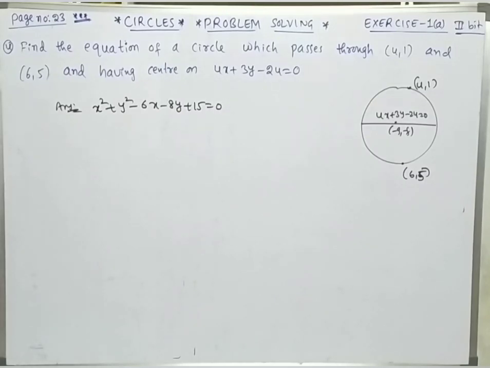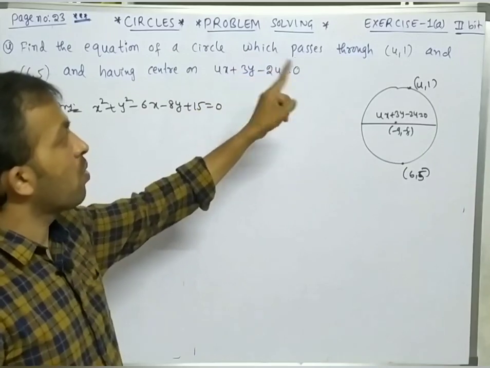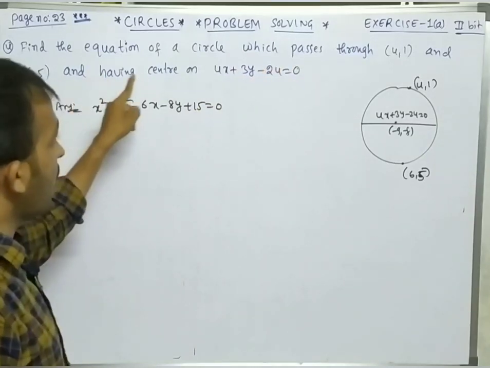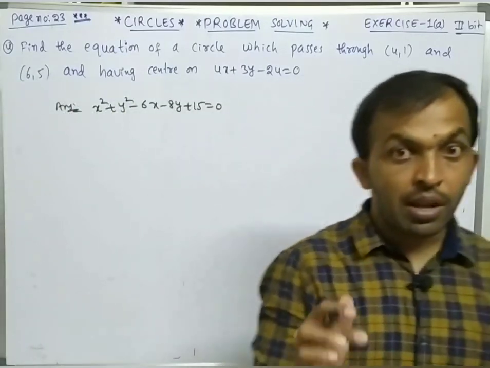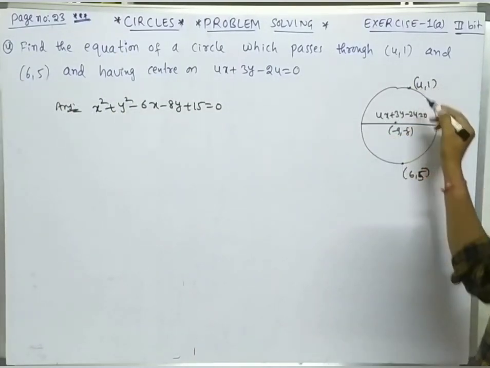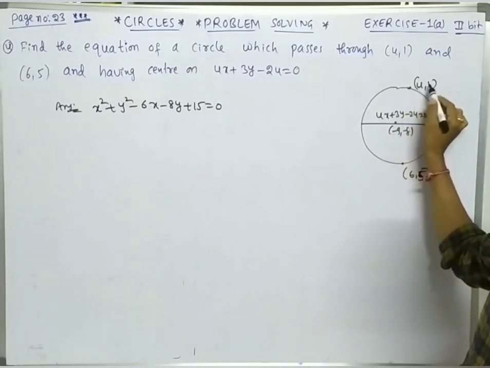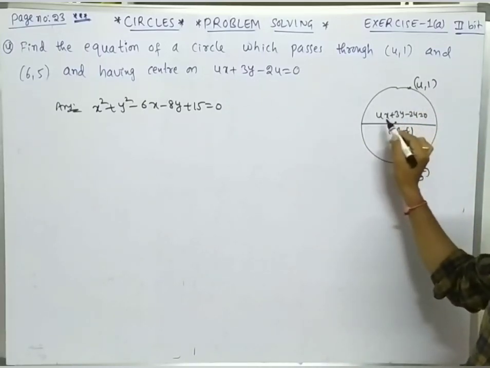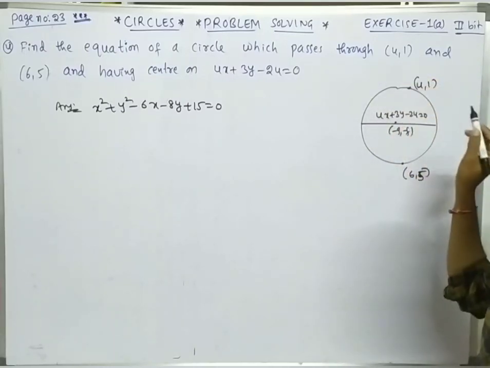Next, fourth problem, similar to the third problem. Find the equation of a circle which passes through 4 comma 1 and 6 comma 5 and having center on 4x plus 3y minus 24 is equal to 0. In the previous problem, those 2 points were end points of the given line, but here these 2 points do not satisfy this line equation, therefore they are somewhere on the circle.